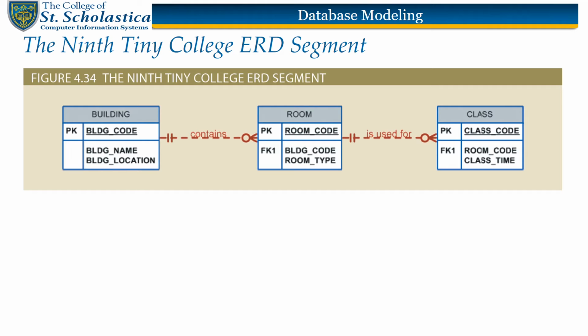In turn, each room is located in a building, so the last tiny college ERD is created by observing that a building can contain many rooms, but each room is found in a single building. In this ERD segment, it is clear that some buildings do not contain classrooms.